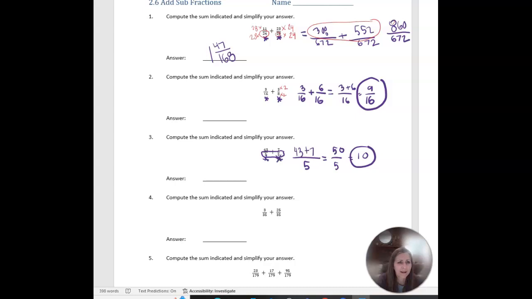Oh, wait, I think I put that in the calculator wrong. Hold on, let me do that again. 860 divided by 672.